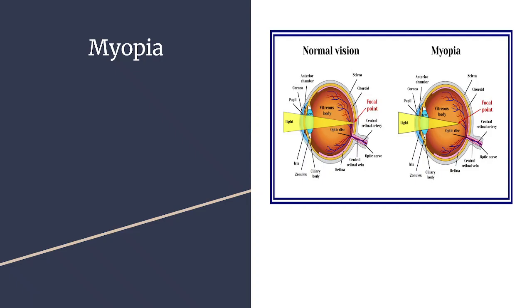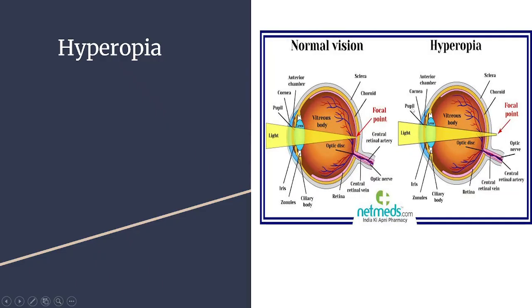This is the picture of myopia. Here you see the light in a normal vision is focused on the retina, but in case of myopia, it is focused in front of the retina. This is hyperopia, where unlike the normal vision, the light is focused behind the retina instead of being focused on the retina itself.